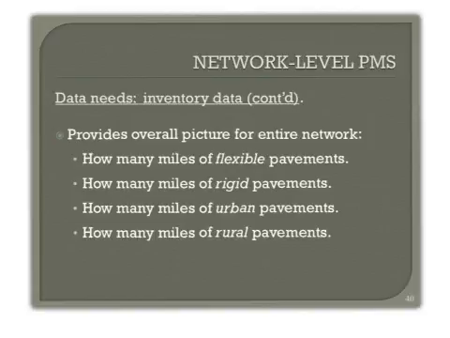So the first two can be treated as one group. So how many flexible pavements versus rigid pavements? For example, let's say from the US network point of view, it's about 95% of flexible pavements and 5% of rigid pavements. The other type of classification in the network would be how many miles of urban pavements versus rural pavements.